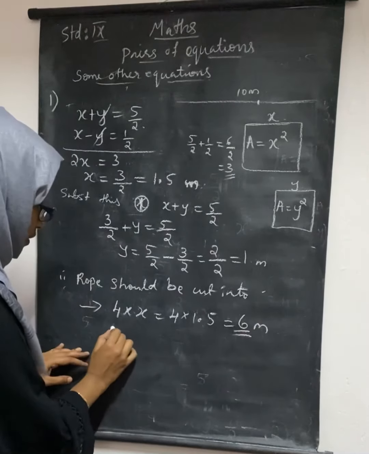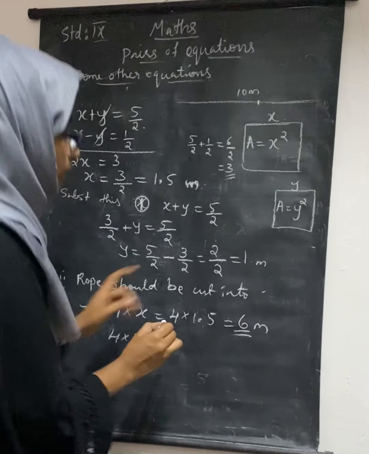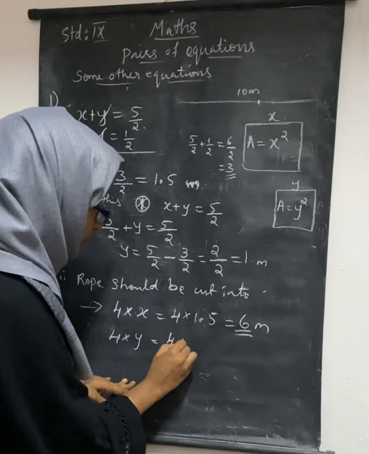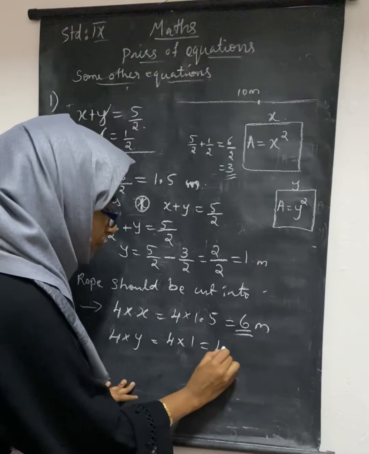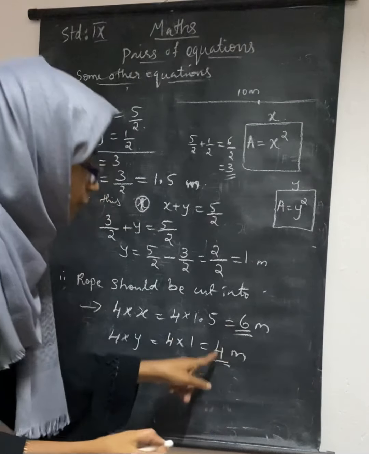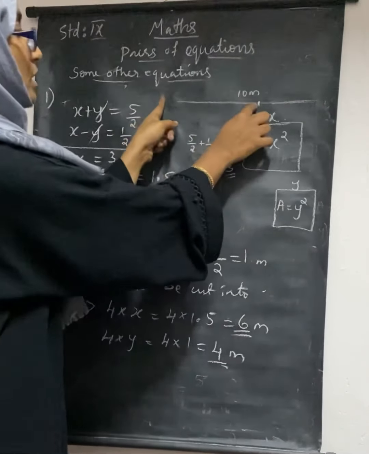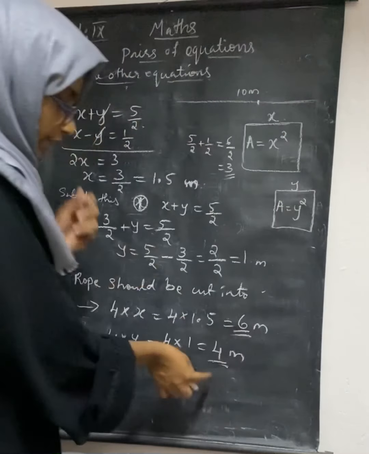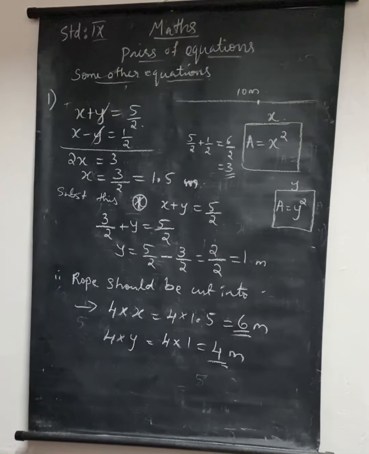Now again 4 into y. This y is how much here? 4 into 1, that is 4. So that's 6 plus 4. This much is 6 meter, this much is 4 meter. Like that we have cut it.